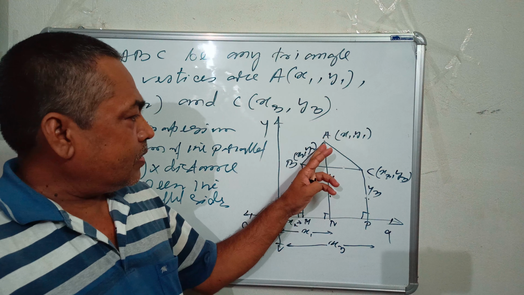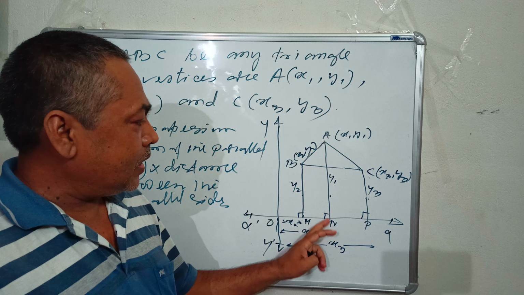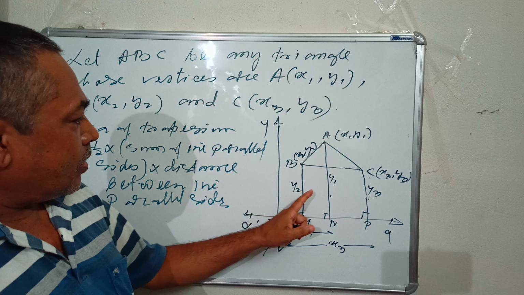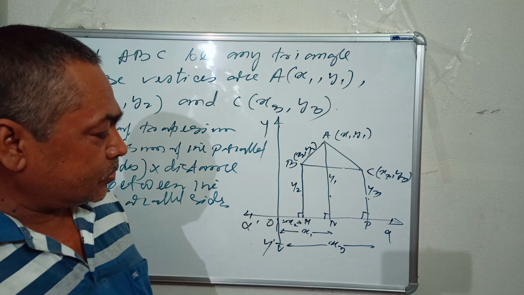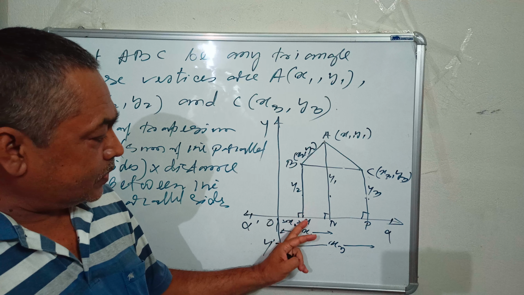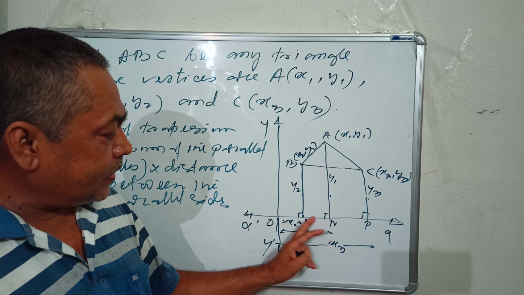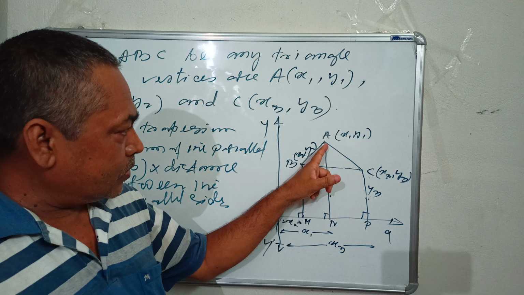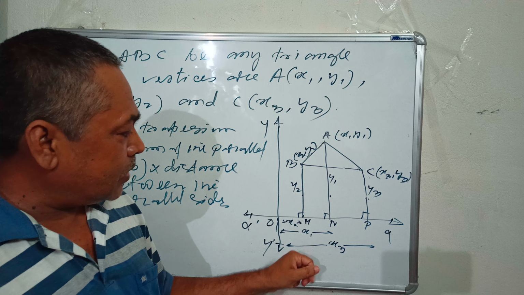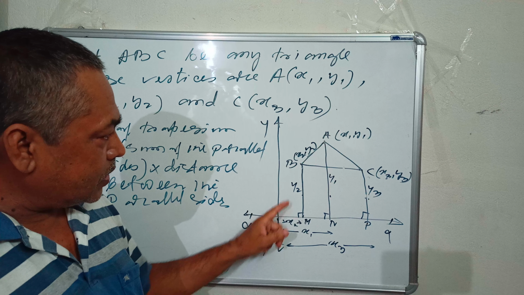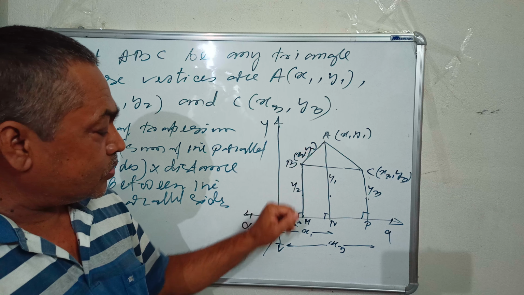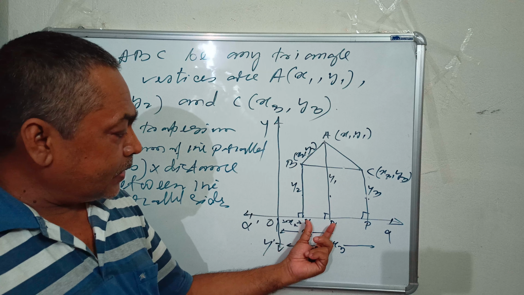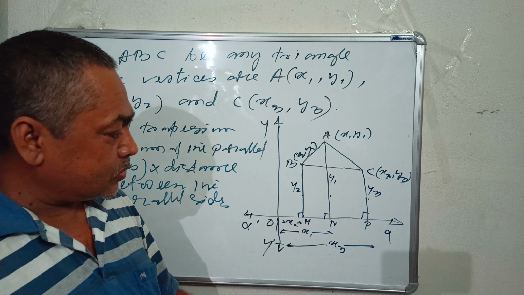Suppose for trapezium ABMN, the parallel sides are y1 and y2, and the distance between them is MN. How will you find MN? That is nothing new: when the coordinate of this point is x1, y1, then this distance is x1. When the coordinate of this point is x2, y2, then this distance is x2. So to find MN, x1 minus x2.